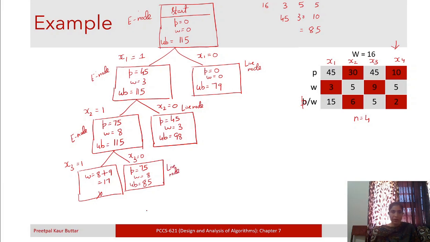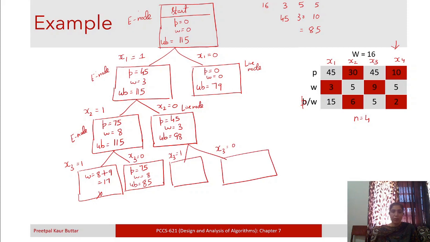This is also one of the live nodes. This is a dead node, we will not consider this. And out of the live nodes, this one and this one, we will explore the best one. This is not the best, so we will not explore it further. This is the best out of all these live nodes, so we will explore this node, right? So when we reach this node x3, again the same decision, it can be 1 or it can be 0, right?